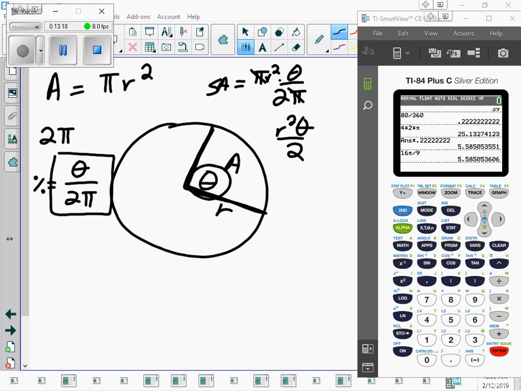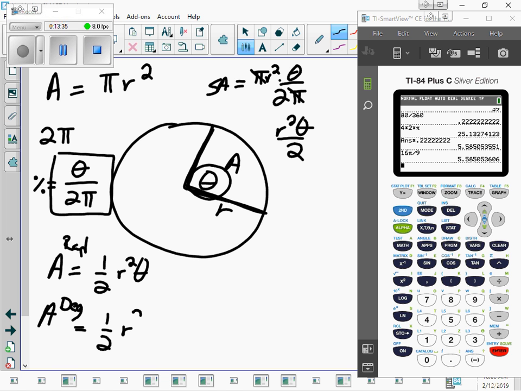And if you were to look at the formula for degrees, it would look like this. So the area in radians is 1/2 r squared theta. This is in radians. And the area in degrees is this, 1/2 r squared theta times pi over 180, which is just the conversion from degrees to radians anyway. All right.